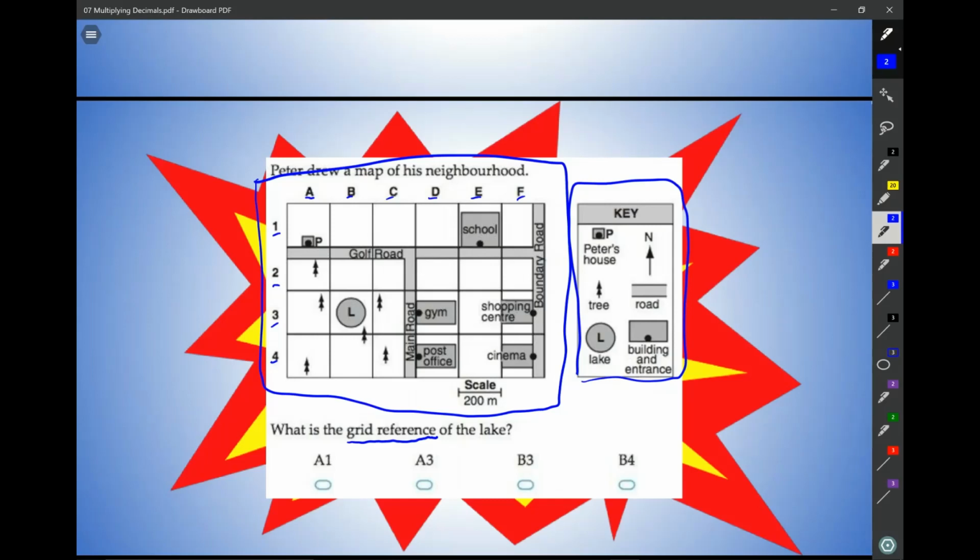Okay, hopefully you've had a go at doing this question yourself. The lake is here. It's the circle with the L in it, which is in the square B3.